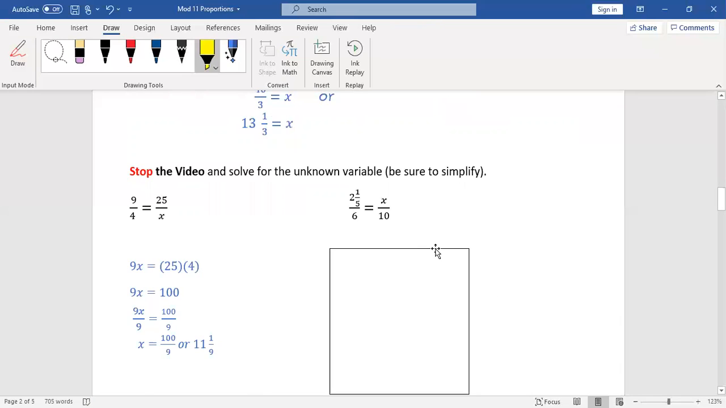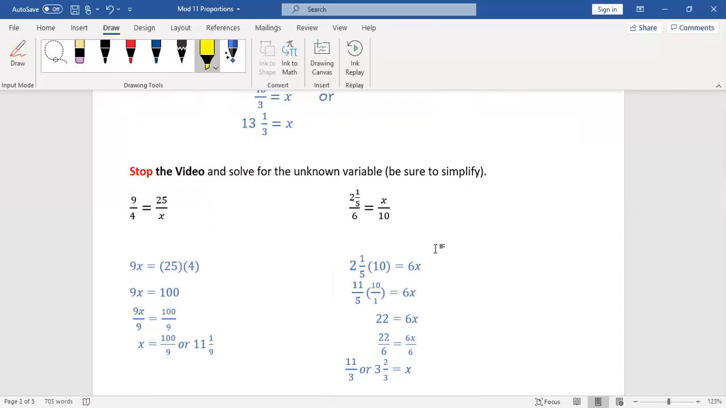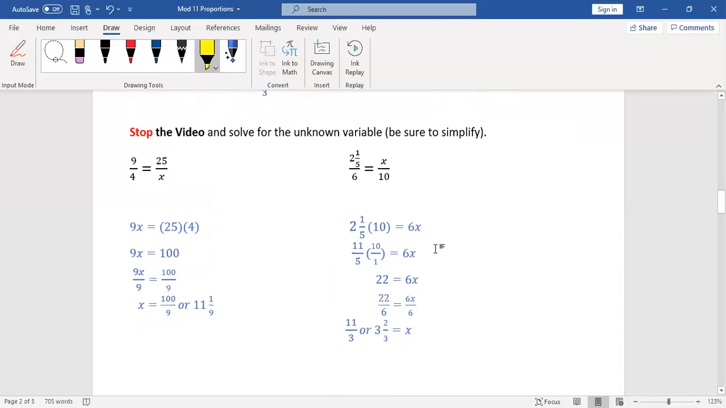On my far right, I'm going to change that 2 and 1/5 to 11 over 5 times 10 equal to 6x. And then I'm going to divide both sides by 6 to get the x by itself, which gives me 11 over 3, or 22 over 6, which reduces down to 11 over 3. And then if I wanted to write that as a mixed number, I could change it to 3 and 2/3.